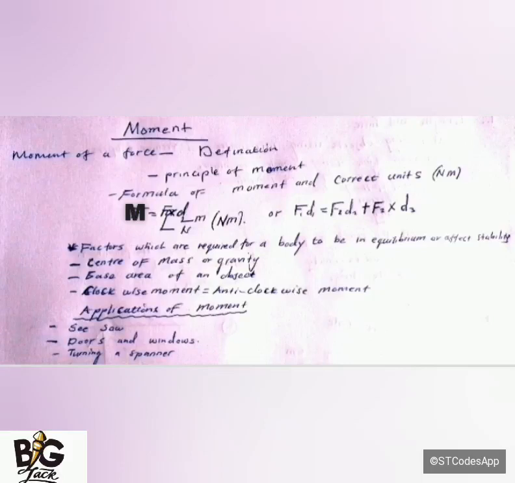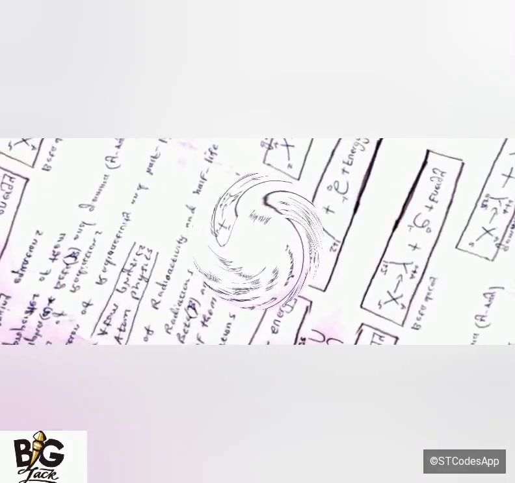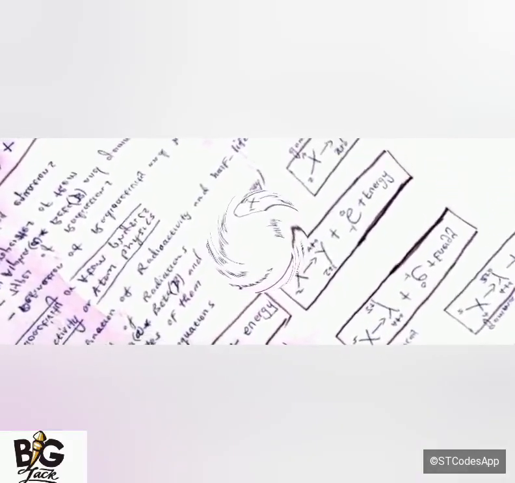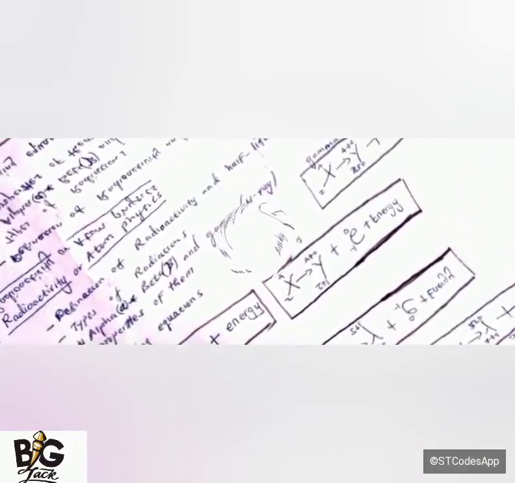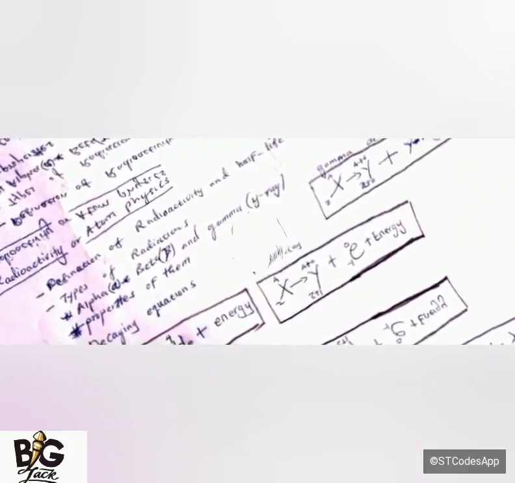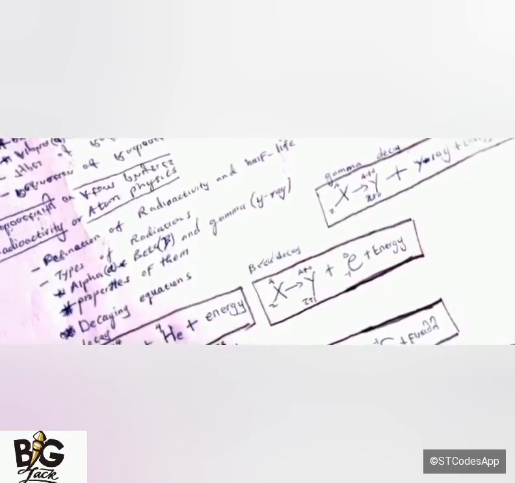Apart from that, we also have another topic which is likely to come in your paper, which is radioactivity. You are going to find radioactivity on question B9, and waves on question B5. Under radioactivity, you need to know how to define radioactivity and half-life.